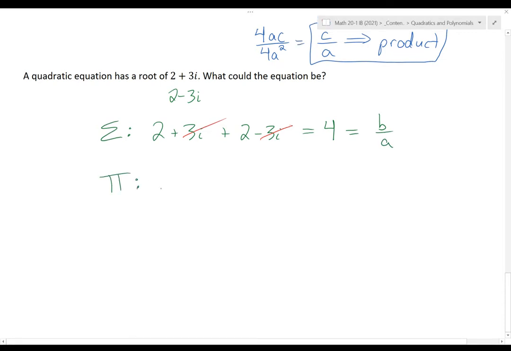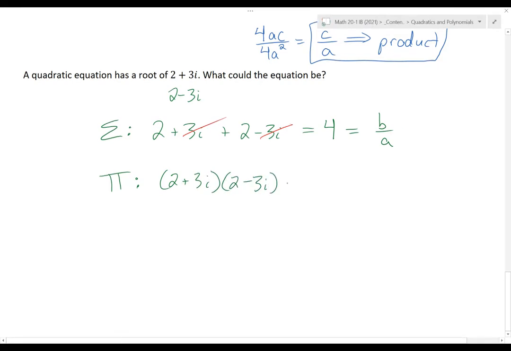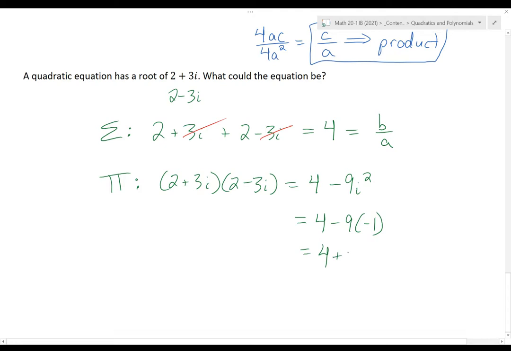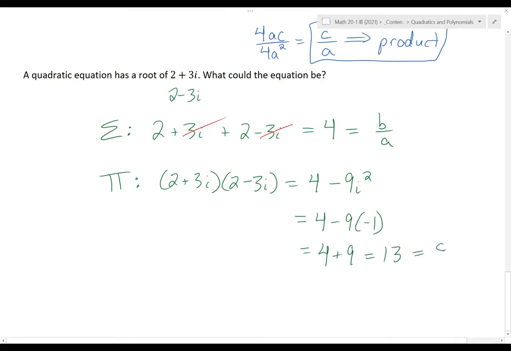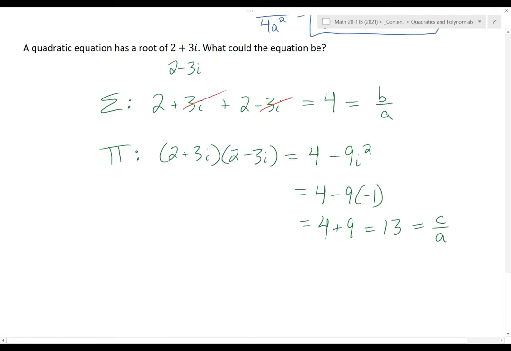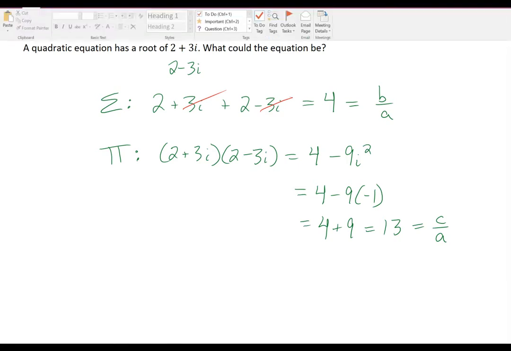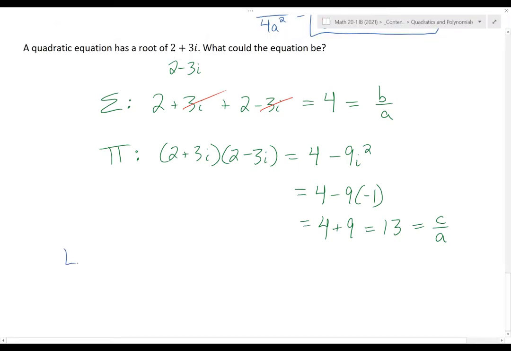For the product, I'm multiplying 2 plus 3i times 2 minus 3i. So again, difference of squares. I get 4 minus 9i squared. But by definition, i squared is equal to negative 1, which means I have 4 plus 9, or 13, and that is c over a. Now there's technically an infinite number of solutions here depending on what I choose for my a value. So to start, I'm just going to let a equal 1. I'll find an equation where a equals 1, and just for illustration, I'll also find an equation where a does not equal 1.